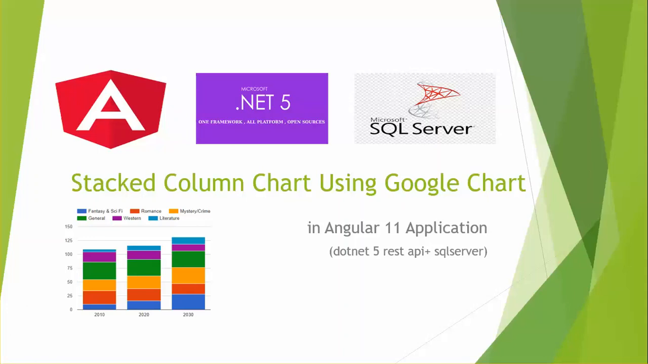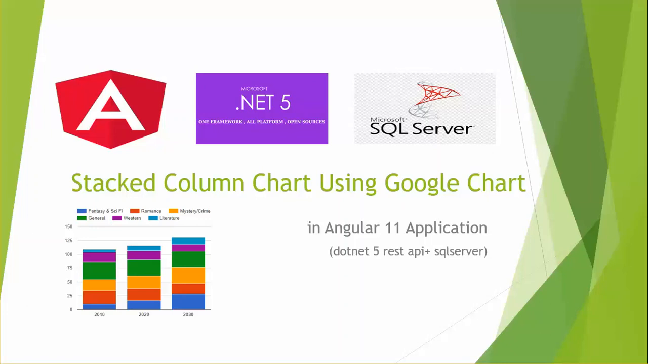It is typically used when a category naturally divides into components. In this video, I will create a demo Angular application where chart data will come from a SQL Server database and a .NET 5 REST API will play a middleman role to expose the database data to the Angular application to visualize in a stacked column chart. I will be using Visual Studio Code for creating the Angular application, Visual Studio 2019 for creating the .NET 5 REST API, and SQL Server for the database.